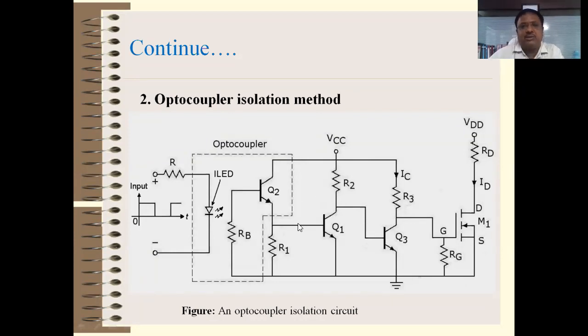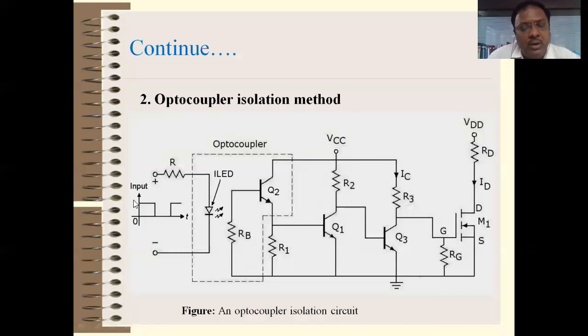Okay, so I'll repeat this figure. The optocoupler is used to isolate the drive circuit from the power circuit. In this figure, only one MOSFET is shown as a power circuit. It's a power MOSFET. So we have to trigger this power MOSFET, and for that purpose we are using this circuitry. This circuit consists of transistors Q2, Q1, Q3, right? And then finally M1. M1 is a power MOSFET. Q2, Q1, Q3 are the low power transistors.